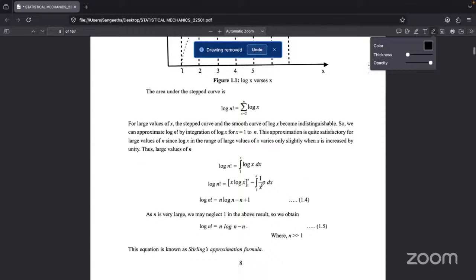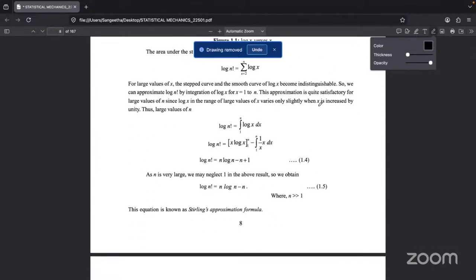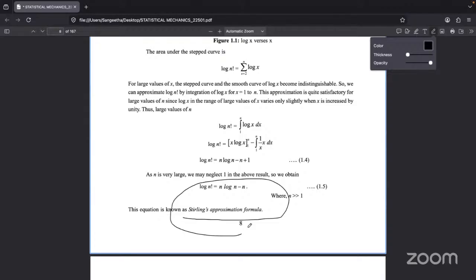Just we will recall once again. Here I took log of n factorial. Log of n factorial equal to integral of 1 to n log x dx. Next, for this log x dx I applied the integral of u dv formula. So what we got after applying is n log n minus n. So this n log n minus n is the Stirling approximation formula. Next we will see the next topic.